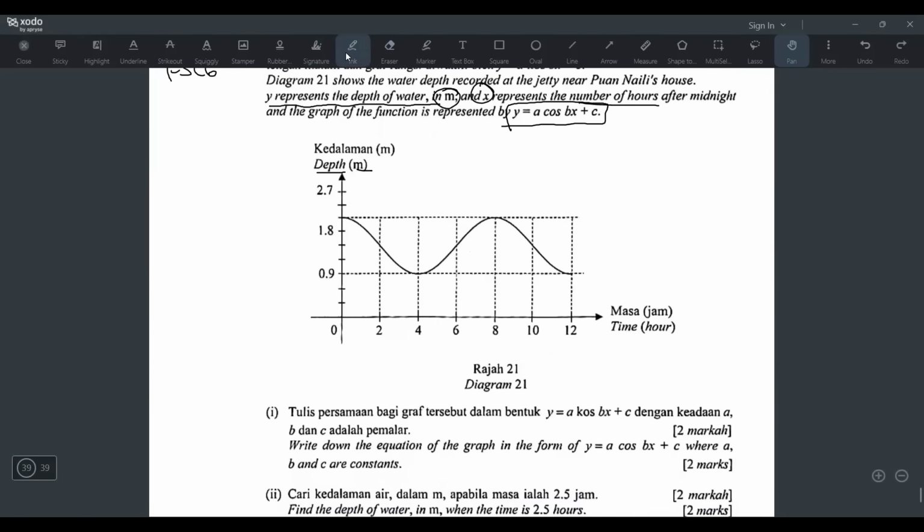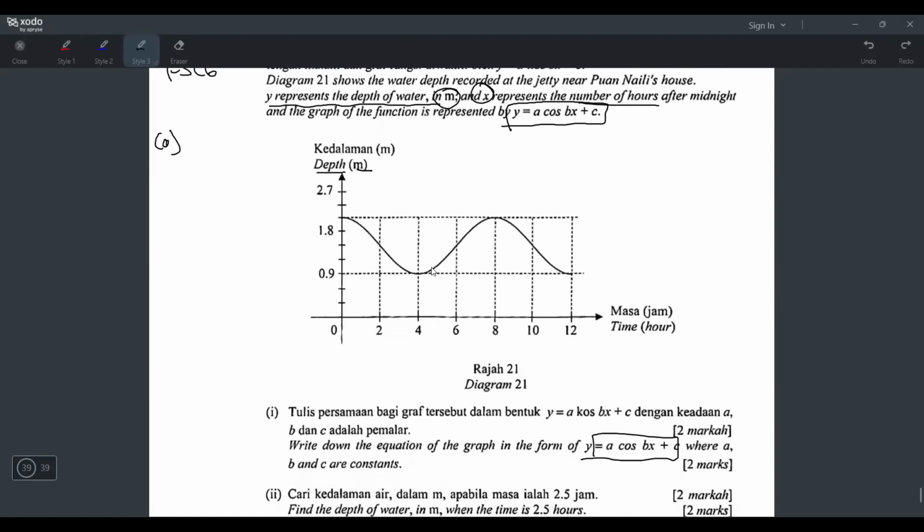Let's go down. Okay, I'll do it here. Write down the equation of graph in the form of y equals a cos bx plus c, where a, b, and c are constants. Okay, first of all, we need to find out the value of a, b, c first. Okay, all right, let's talk about what is a, what is b, what is c. b will tell you the number of cycle in 360.